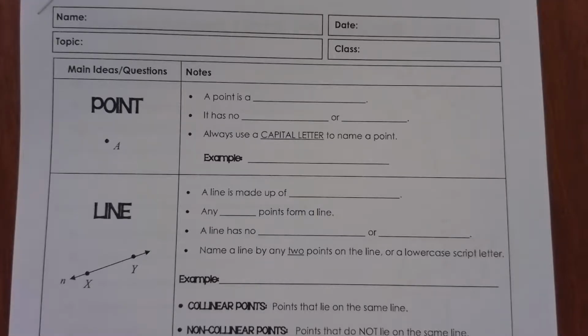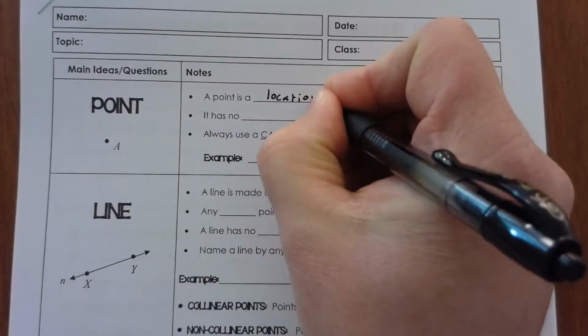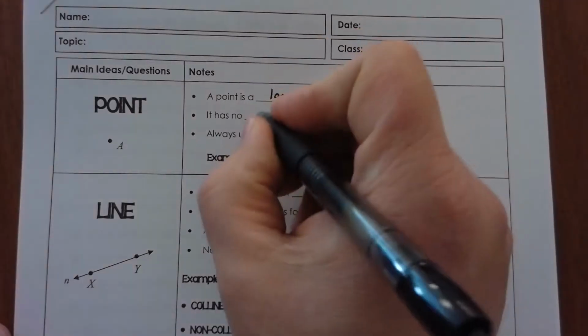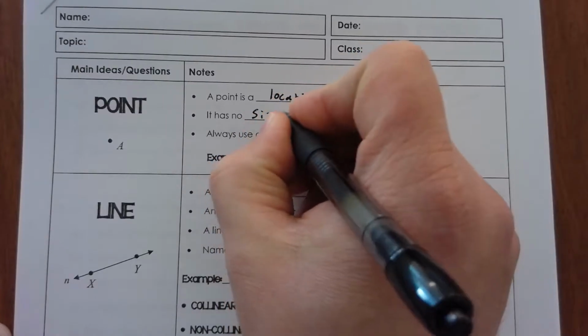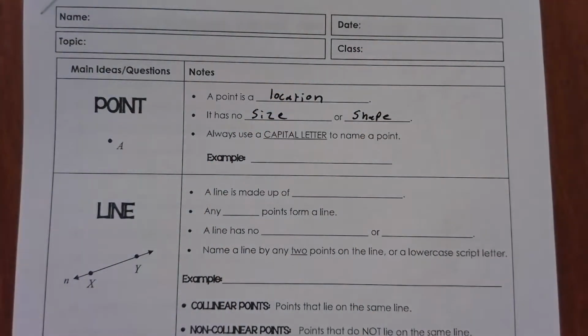So here we go. A point is a location. It just says here we are. This is what you're working with, and it has no size or shape. All right. So if you look in Euclid's Elements, it actually says width or breadth. All right. So that's in thousands of years, it's not really changed that much.